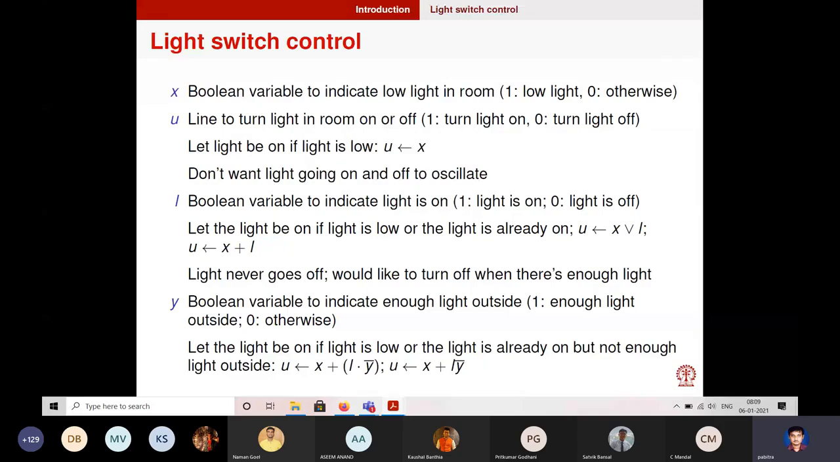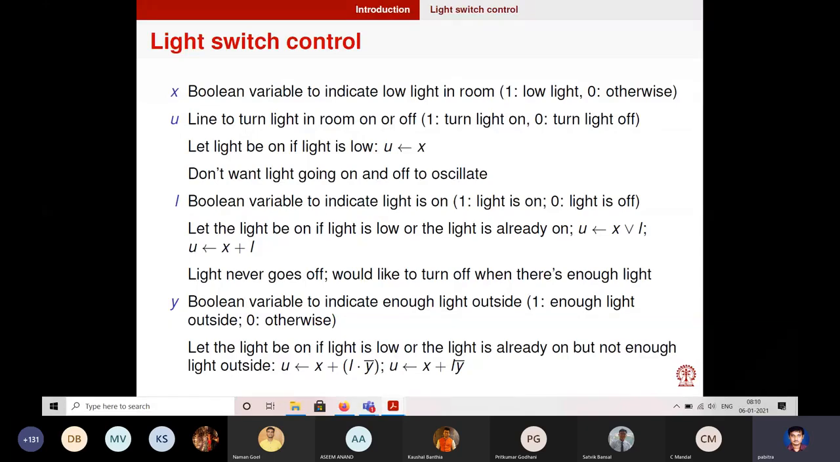So naturally, you can see one simple rule can be: if the room light is low, that is X is 1, it means that you turn on the light. But naturally, you can see that this will lead to an oscillation, because the moment the light goes low, you turn on the light and it is high again. So X becomes 0, and then that leads to turning off U. So this will lead to oscillation. We don't want that. That's not a desirable situation.